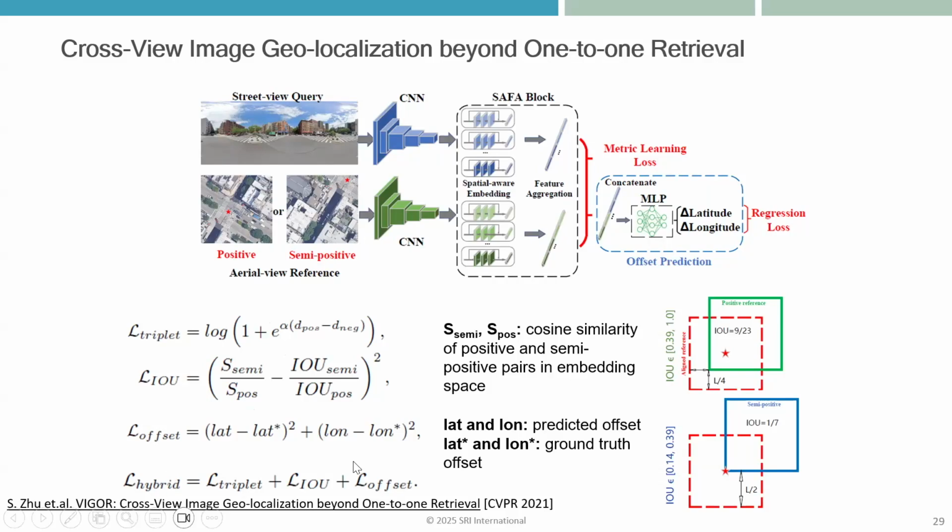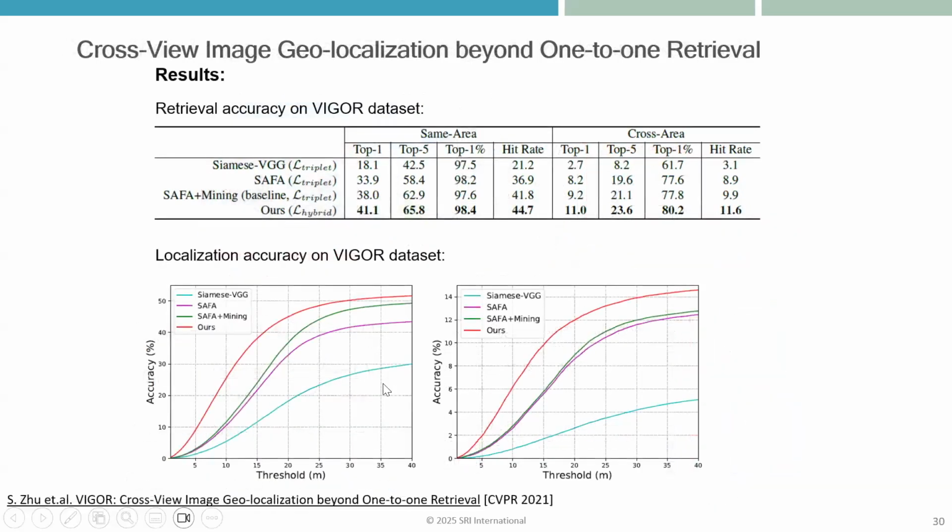And they also searched for the lat long. They assumed the orientation was known. They were just searching for lat long. And then they were able to show that on the VIGOR data set, they had a much better jump, say for top 1, from the SAFA technique. But still, again, for cross area, you train on one area and test on another area, the performance was still about 11%.